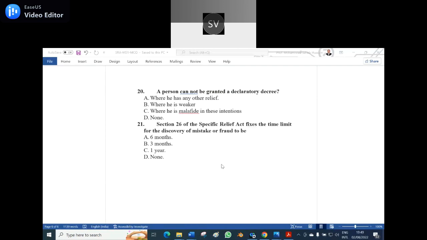21st question. Section 26 of the Specific Relief Act fixes the time limit for any relief on discovery of mistake or fraud to be sought. Option A, 6 months. Option B, 3 months. Option C, 1 year. Option D, none. Option C, 1 year.